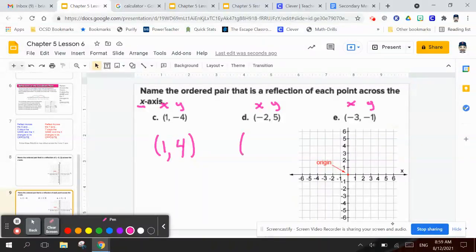Letter D, -2, 5. X stays the same because we're reflecting across the x-axis. It has to stay the same. What happens to the y? It changes to its opposite. What's the opposite of 5? That's going to be -5. And letter E, x is -3, so x stays the same. Y changes to its opposite, the opposite of -1 is 1.